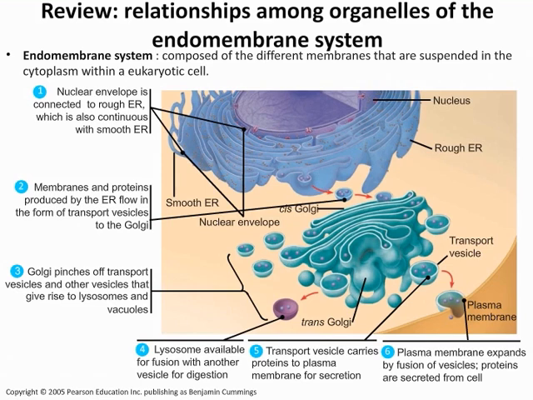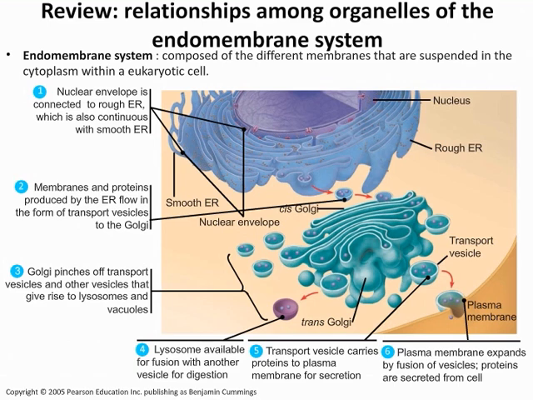Alright, so this slide is talking about Objective 10, knowing the relationships among organelles of the endomembrane system. So really just read through numbers 1 through 6. Number 1 talks about the nuclear envelope and how it's connected to the rough ER, which is also continuous with the smooth ER. In 2, membranes and proteins produced by the ER are going to flow to the Golgi and transport vesicles.